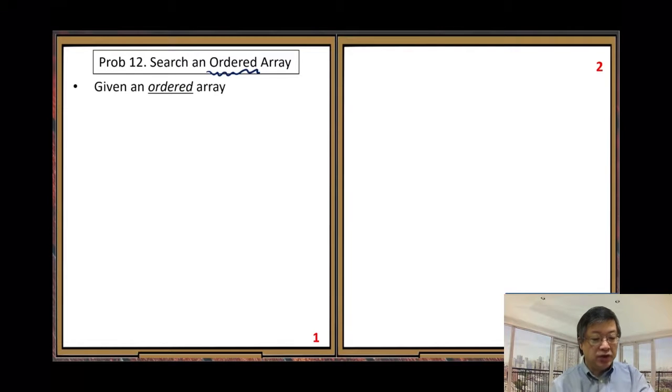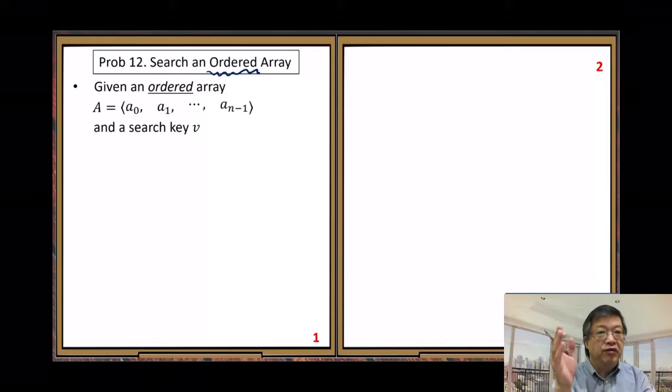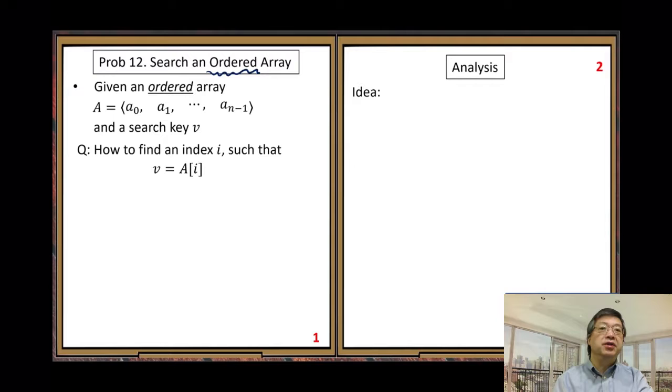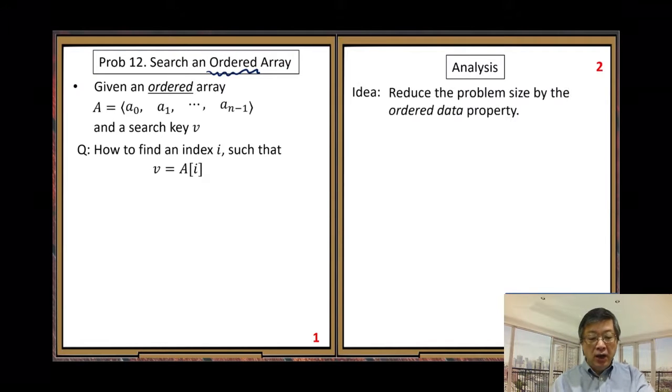The question: given an ordered array like this, and a search key V, how to find an index I such that V equals A of I. The problem is very simple. Now, let us do the analysis. First, let us look at the main idea we want to use here.